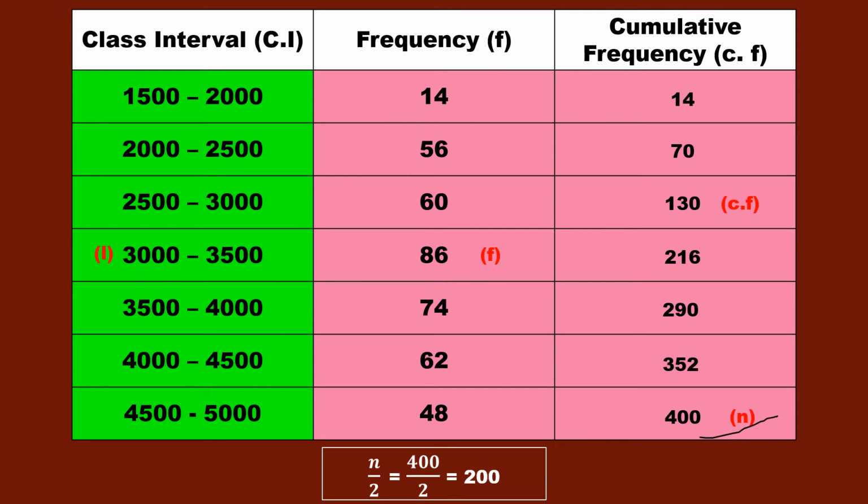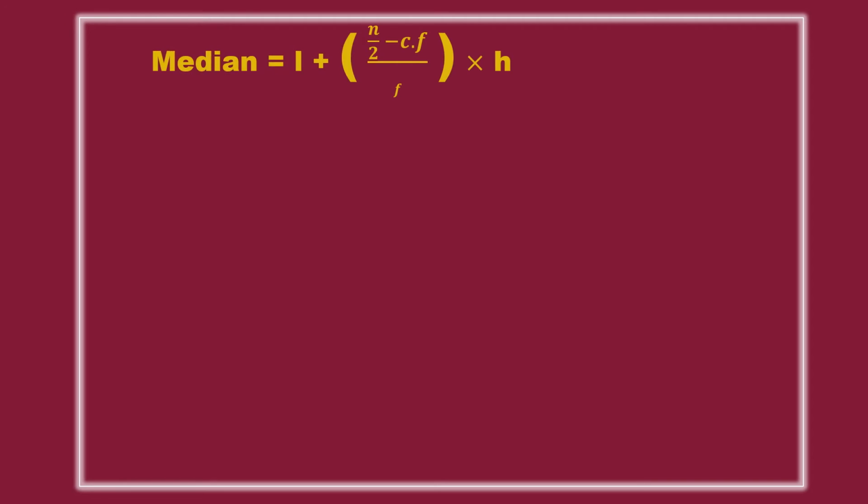Now we got N, CF, F and L. Put all these values in your formula. Here is your median formula: L plus N by 2 minus CF, divided by F, into H. I am reading again. Observe: L plus N by 2 minus CF divided by F into H.